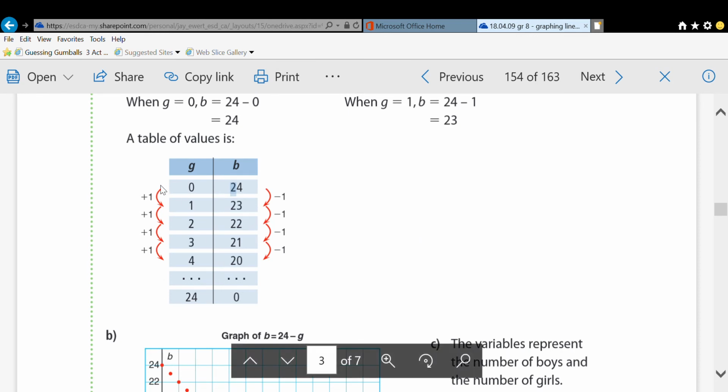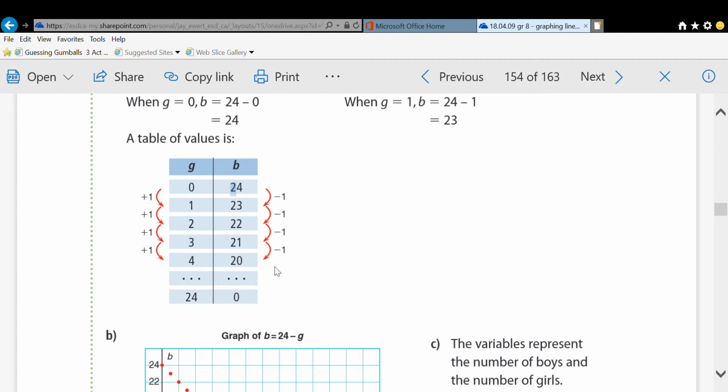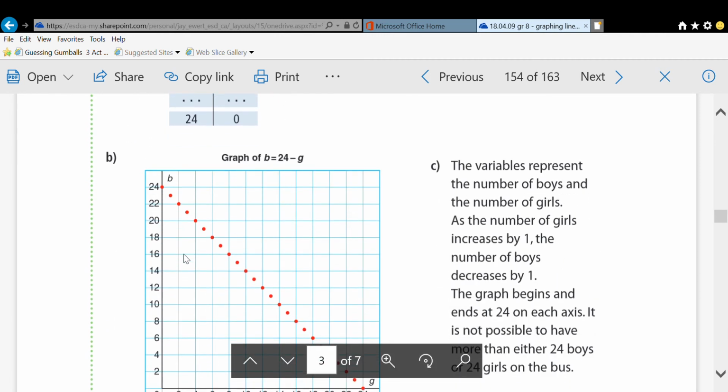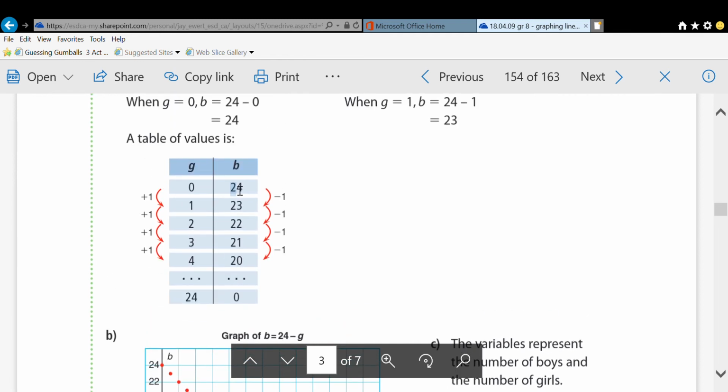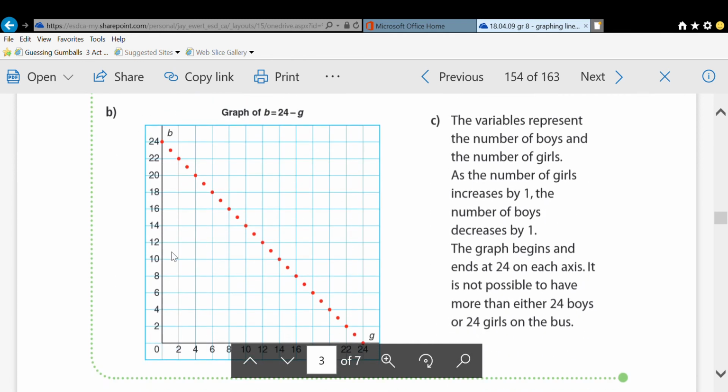We notice this is going up, up, up, and down, down, down. This represents the same set of data. If there's 0 girls, 24 boys. If 1 girl, 23. If 2 girls, 22, and so on.